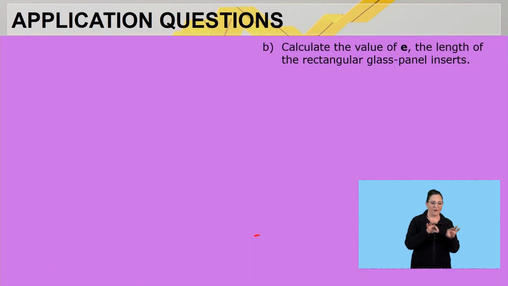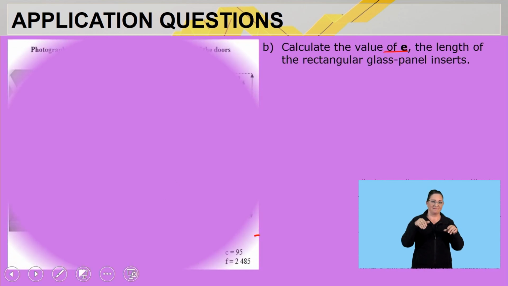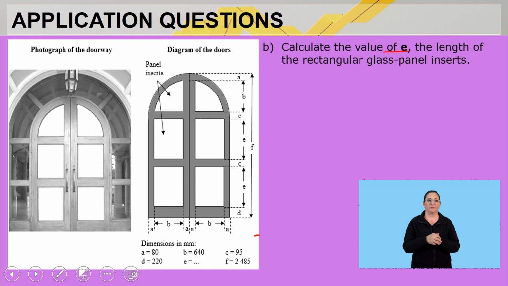So the following question, we are saying, calculate the value of E, the length of the rectangular glass panel inserts. Now let's go back to our diagram again. So where do we see E? Can you see there's E, and there we have E. So length, meaning it's this side here, we need to know what the length is here. And remember, how many E's do we have here? We have 2 of these rectangular glass panels. Can you see?